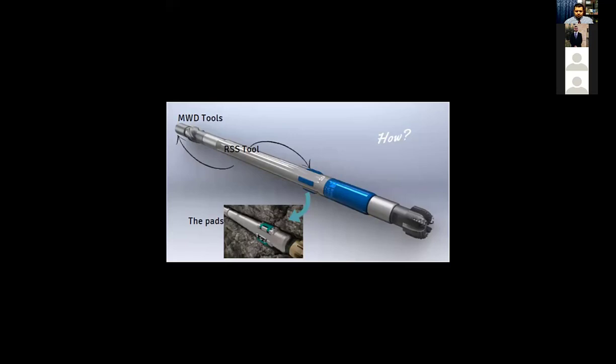Now, how are we going to know that it's doing it right? The RSS tool will send a signal to the MWD tools. It is more like frames. To the MWD tools, explaining the parameters it is working on and all the conditions.